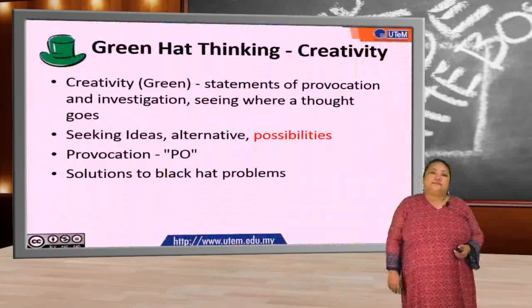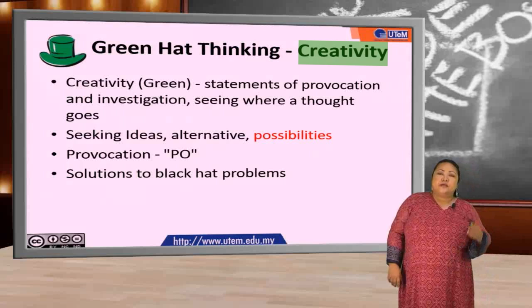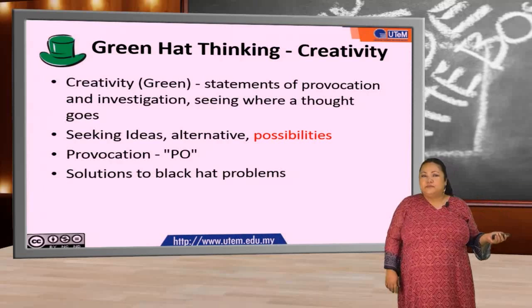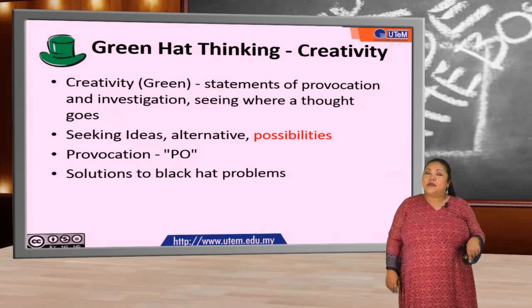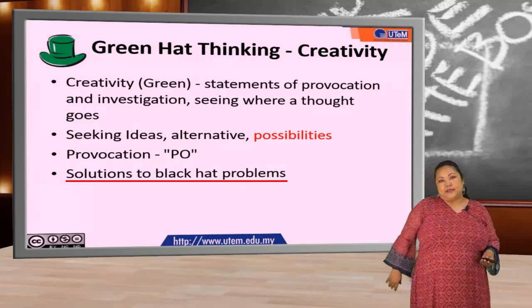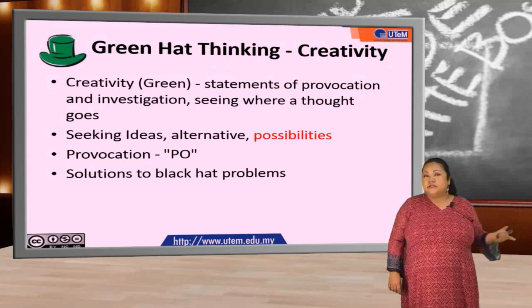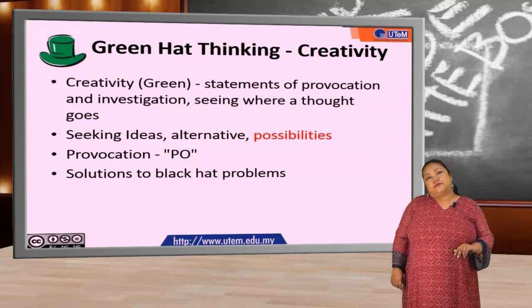Next is green hat thinking, which calls for creativity. Remember, in the black hat thinking, we look for the bad points, we look for the problems, we find out the difficulties and obstacles. Well, for green hat thinking, this is where you create the solution to the problems that you find in the black hat thinking. Am I making myself clear? Let me say that again. For all the difficulties that you find in the black hat thinking, green hat is applied here in terms of seeking solutions.